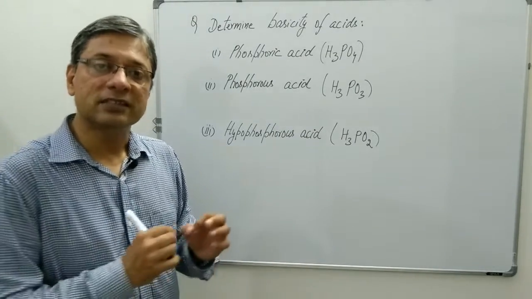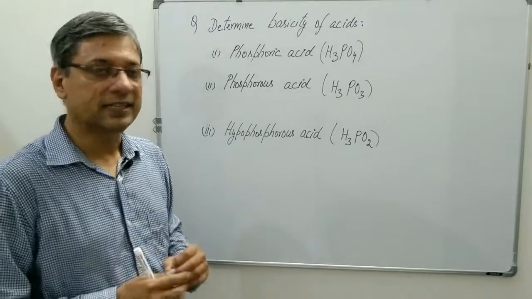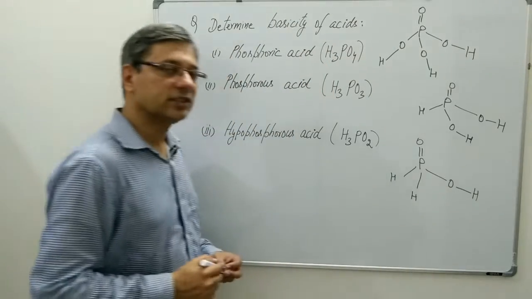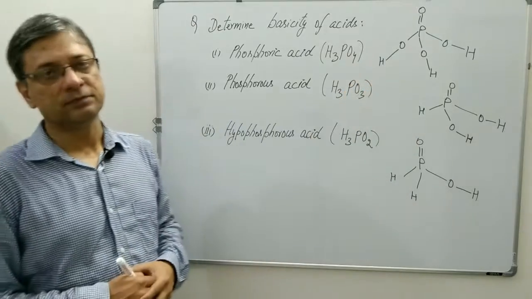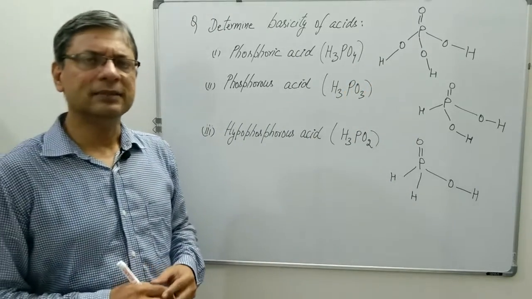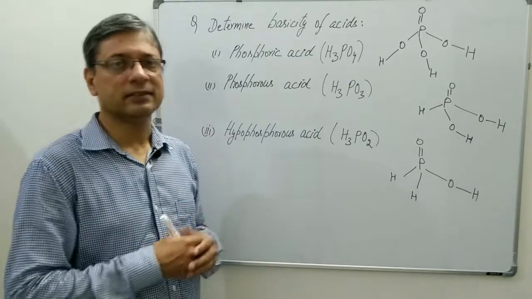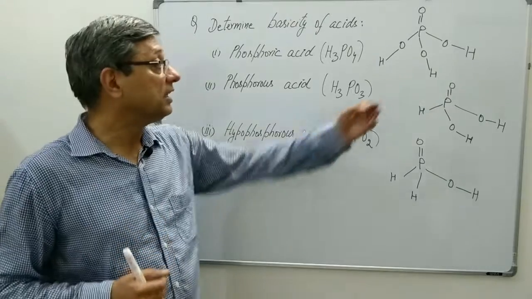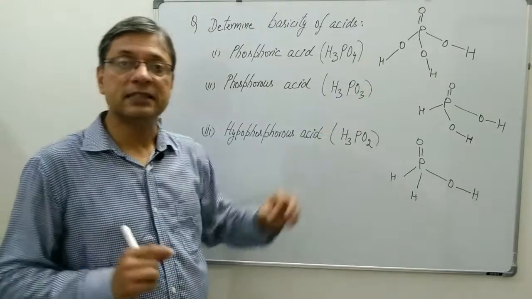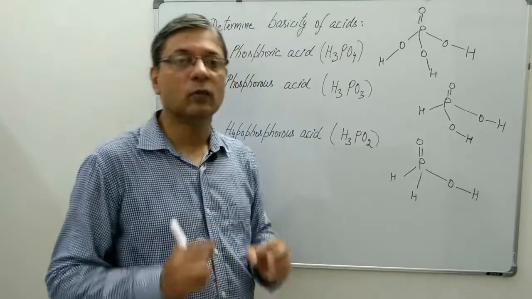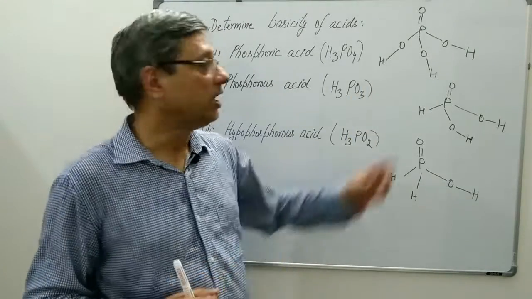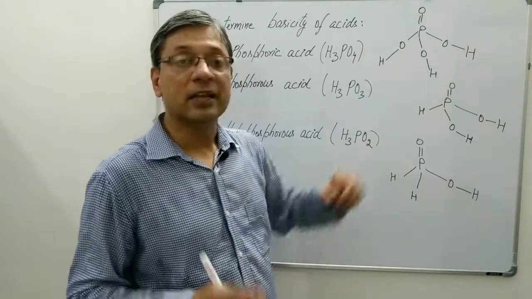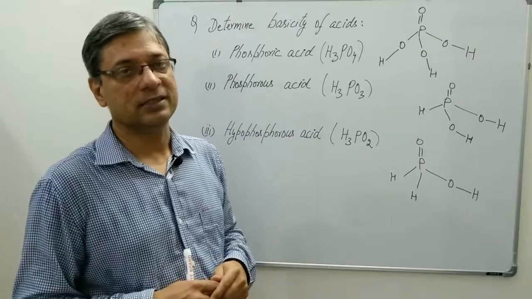We have to see the structures of these acids. These are the structures of the acids. If you look at phosphoric acid, what do you see? It seems that it is not even an acid. It looks like when this acid is dissolved in water, it will dissociate to form hydroxide ions, that is OH negative ions. But it is not the case.